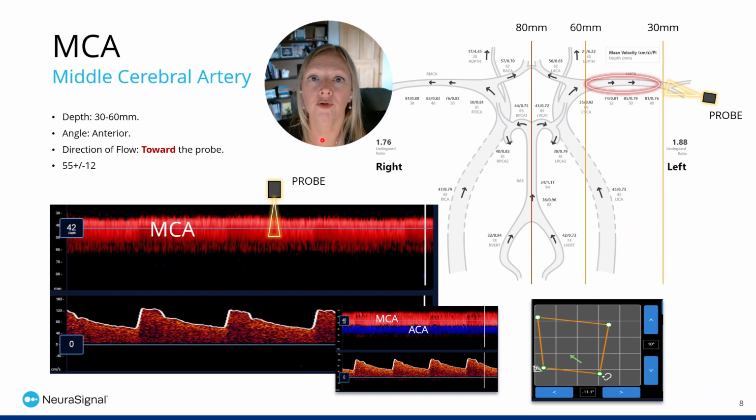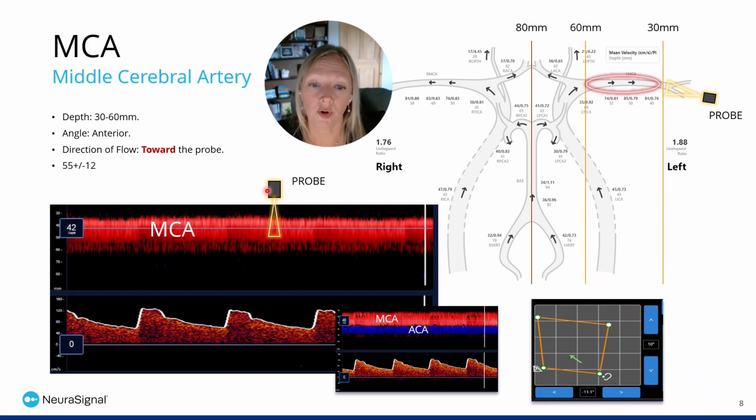Now we'll walk through what each vessel will look like on the screen. Our bread and butter of TCD is our middle cerebral artery. This is the largest vessel that we can find with transcranial Doppler and should be the easiest one to find. So we will attempt to find this vessel first when starting a TCD.